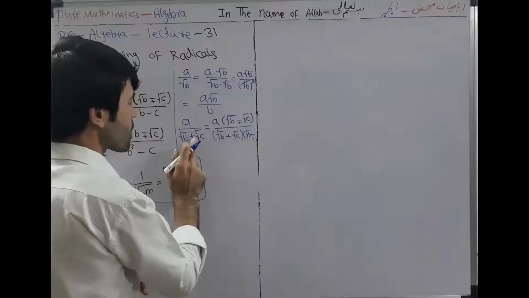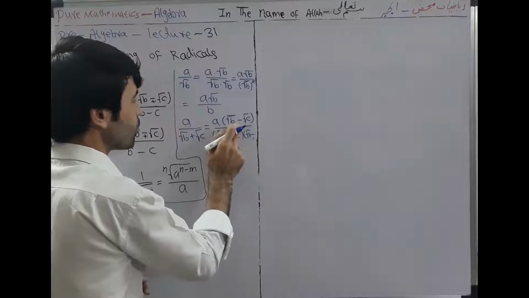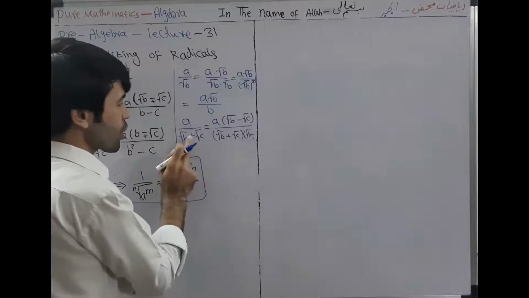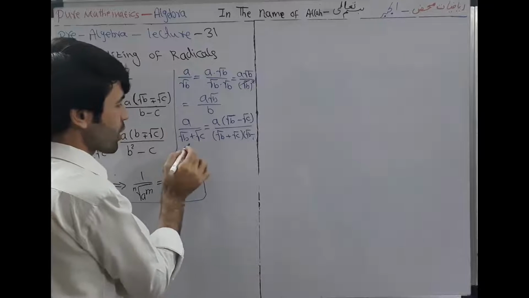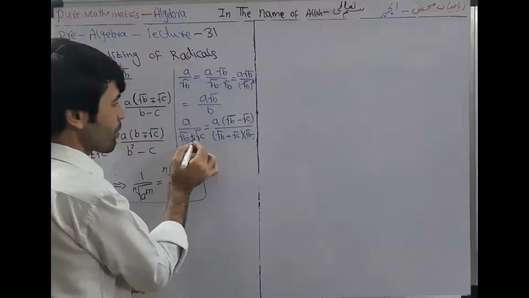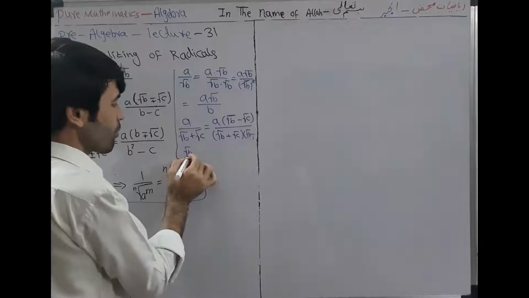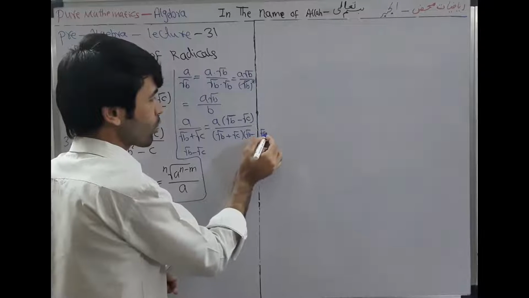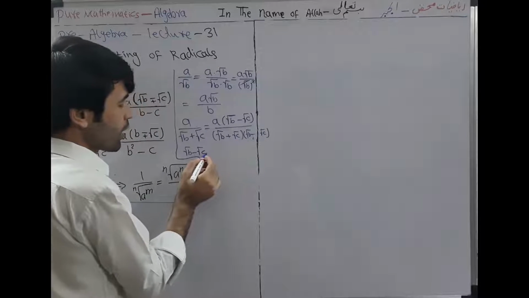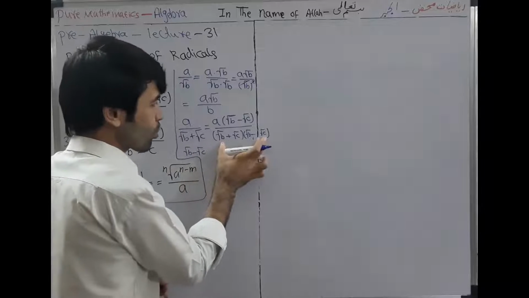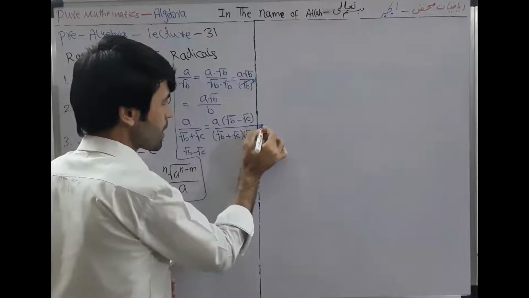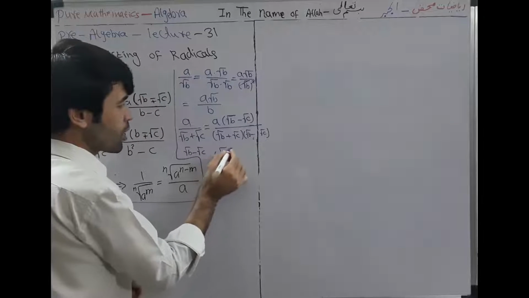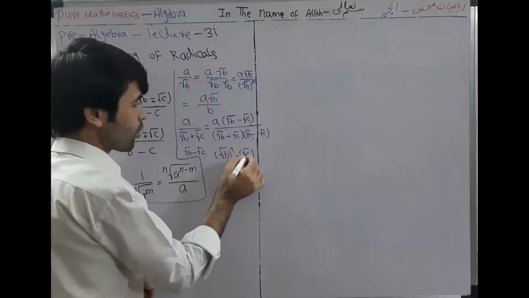If here is positive, then we multiply by the conjugate of square root of b plus square root of c. The conjugate of square root of b plus square root of c is square root of b minus square root of c. If we multiply these two factors, we get square root of b whole square minus square root of c whole square.